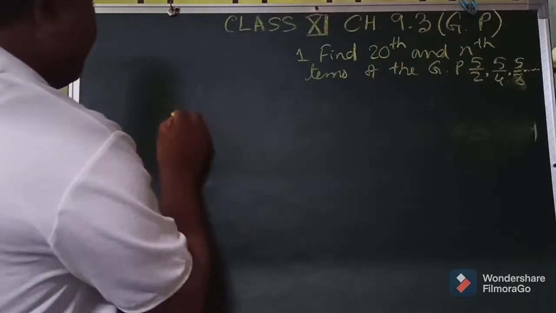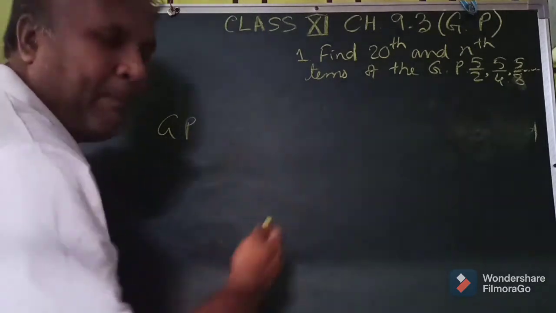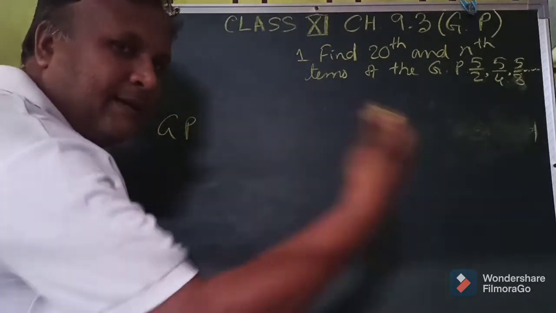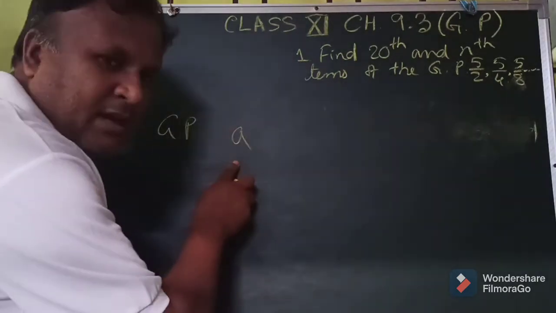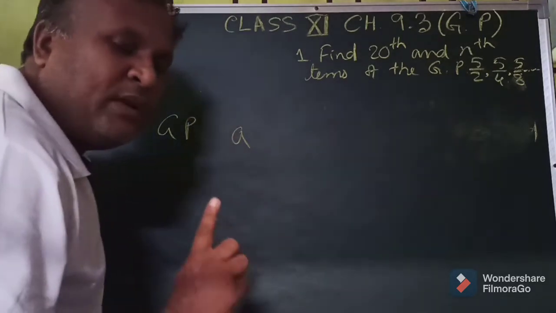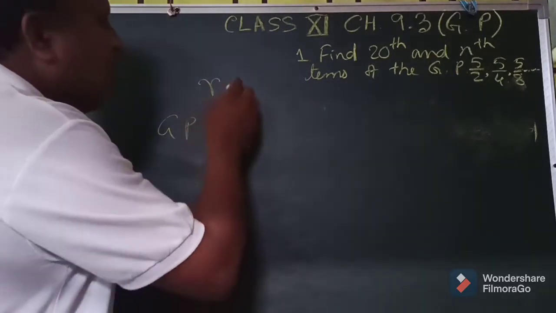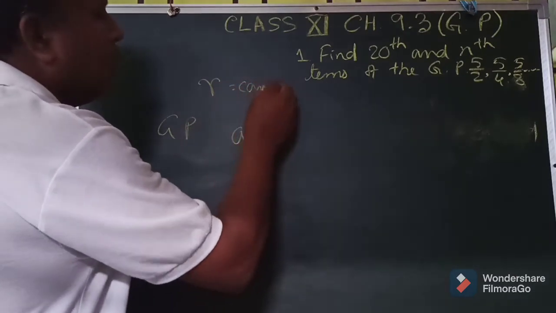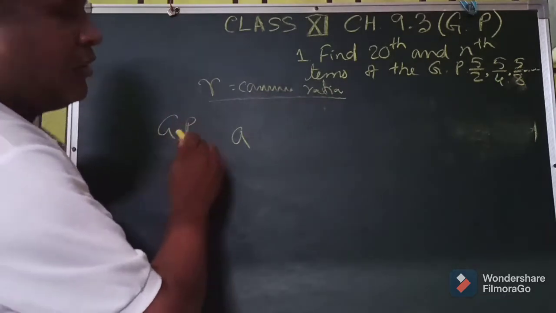Now what is GP? GP means it goes by multiples. In AP we add D, so here multiples go on. This is the first term A, and here we do not use D, we use R, small r, or sometimes capital R. So this R is called the common ratio.